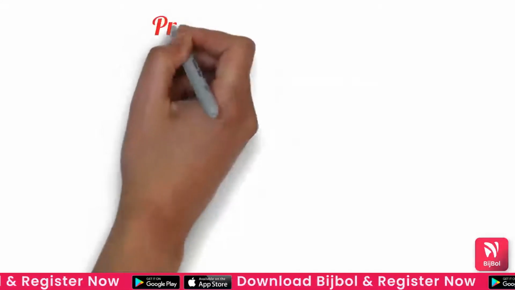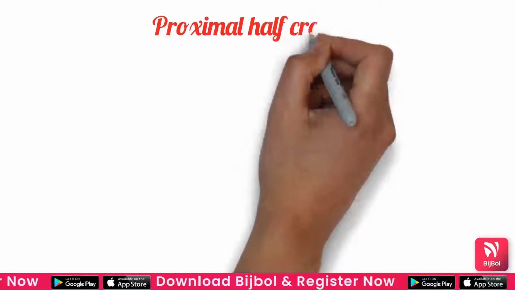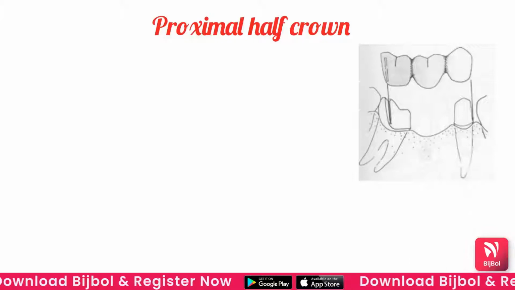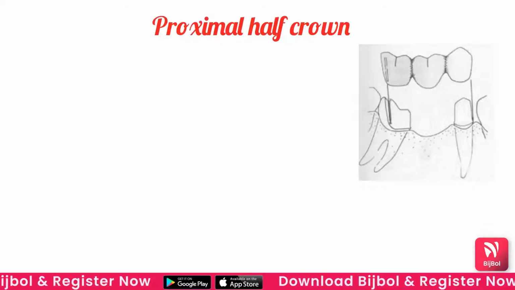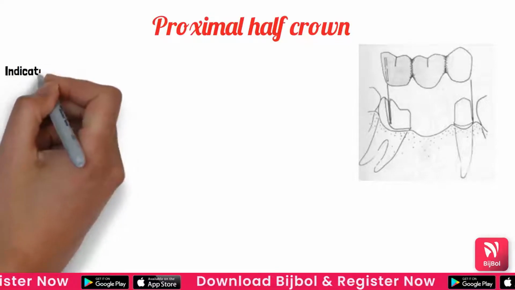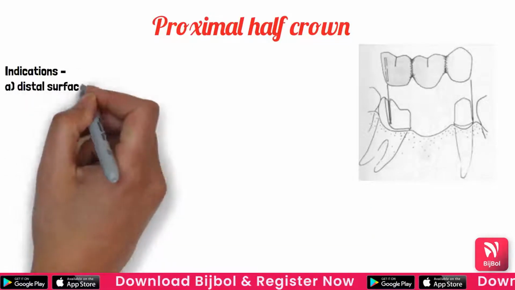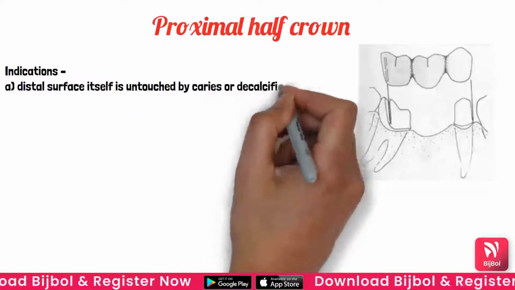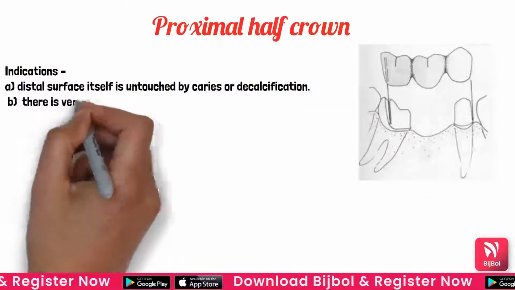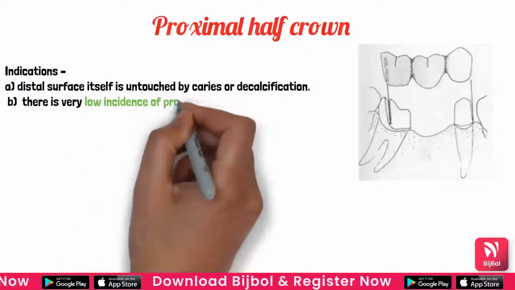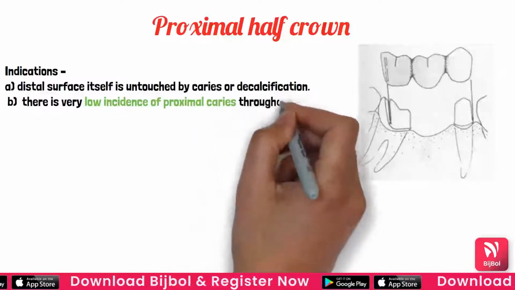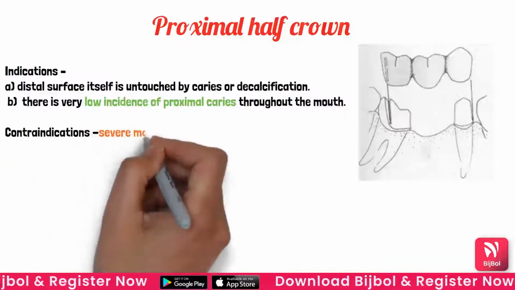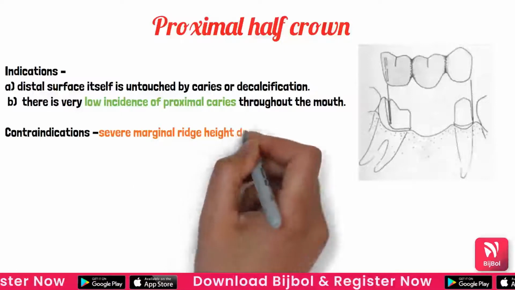Now the next thing is your proximal half crowns. Why do you want to give a proximal half crown? Suppose the patient is not willing for orthodontic treatment, or the orthodontic treatment cannot be given. So you give a proximal half crown wherein the distal half of the proximal surface is left intact, because sometimes it is not decalcified structure, it is very hard structure, and you don't want to disturb the contact area between the distal side of the tooth and the adjacent tooth. The distal surface is untouched by caries or decalcification, therefore there is a very low incidence of proximal caries throughout the mouth.